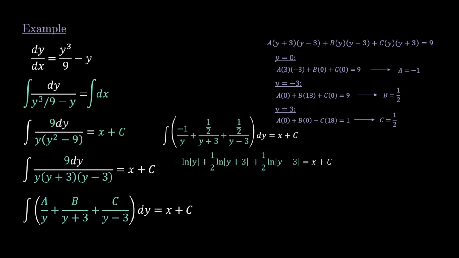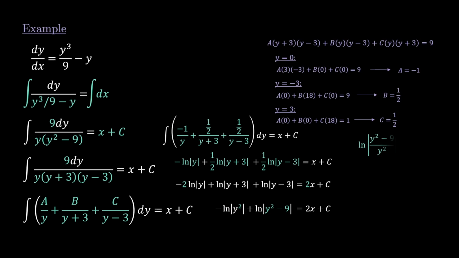Integrating, we get this. And then I want to multiply 2 on both sides, so we can get rid of the 1/2s. Alright? And now I will use the sum natural log property to combine these two, and then I will use the power natural log property to bring the 2 inside, raised to a power. So we have the following. Next, I will use the difference natural log property to combine these two into a quotient. So this becomes the following.